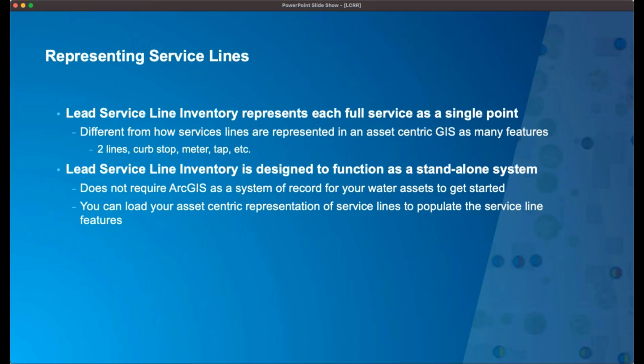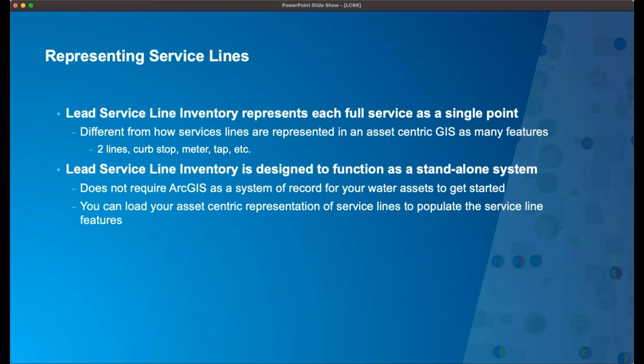Well, it's pretty cumbersome when it comes to doing a lead service line inventory to have to touch all those different pieces of data and then report on them. So what we've chosen to do is to represent data differently in the solution and represent all of your services as simply a point. But it's been a little jarring for some folks that are used to that very asset-centric GIS.